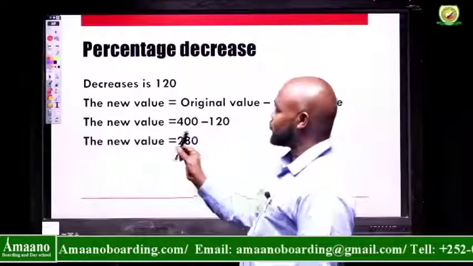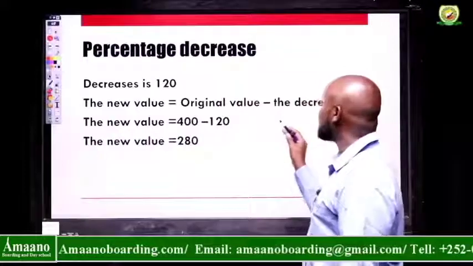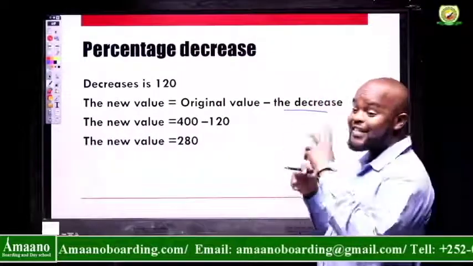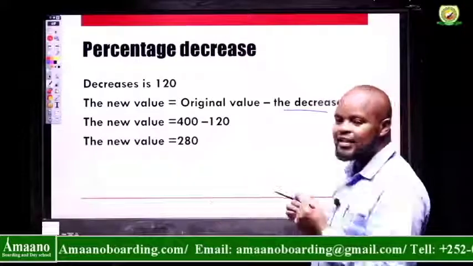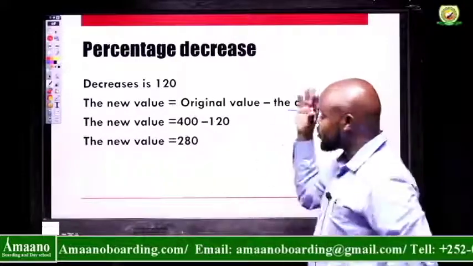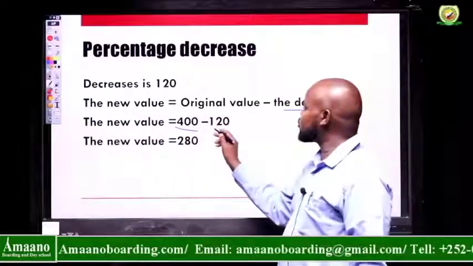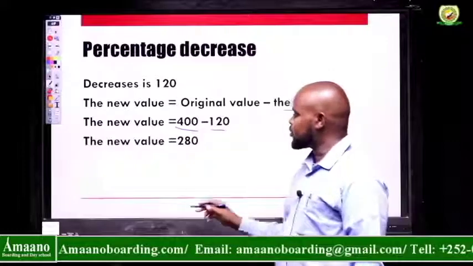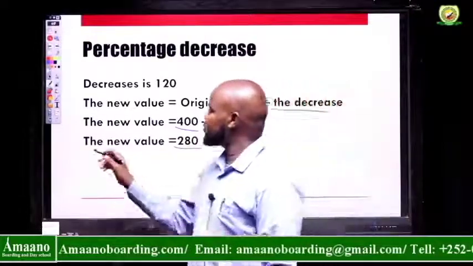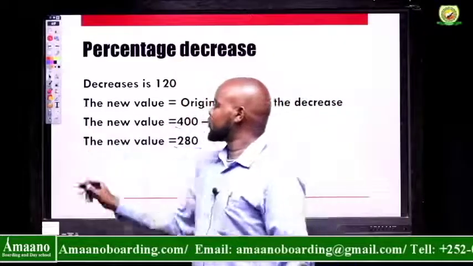What's our new value? The new value is the original value minus the decrease, right? Not plus. When it's an increase, you add it. When it is a decrease, you subtract it. So the original value, 400, minus the decrease, which is 120. Now it's 280, right?